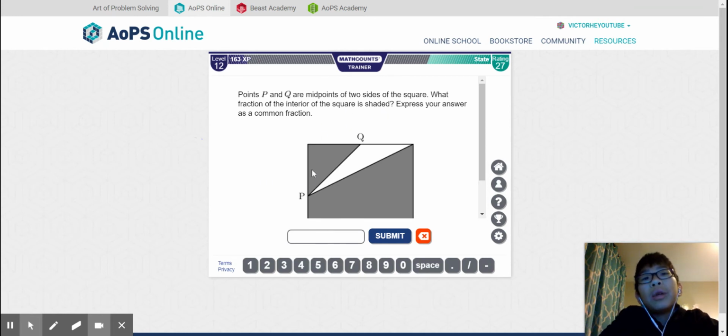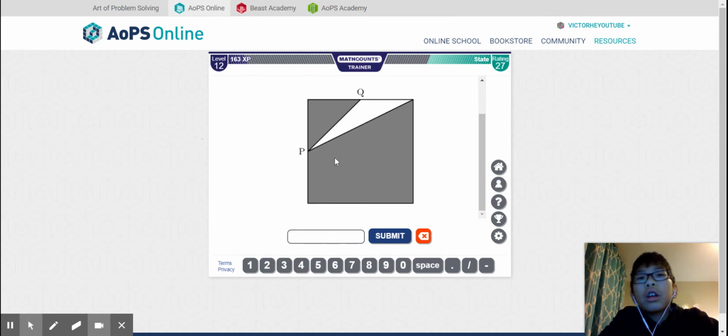Points P and Q are midpoints of the two sides of the square. Oh, okay, this is a square. What fraction of the interior of the square is shaded? Express your answer as a common fraction.